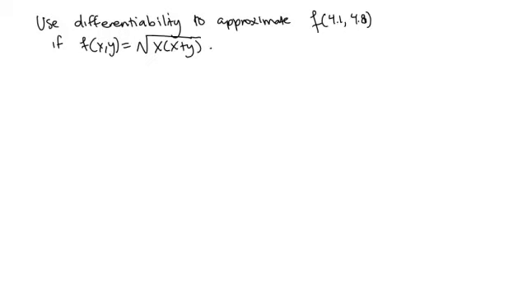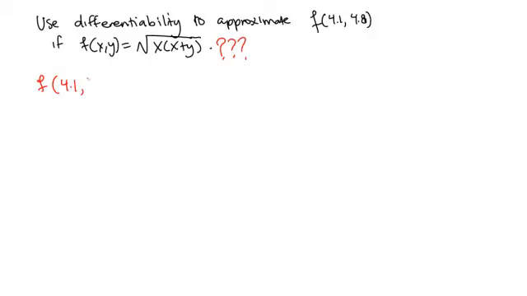Use differentiability to approximate f of (4.1, 4.8) if f of (x, y) is the function the square root of x times (x plus y). What now? In what way is this a differentiability problem? I mean, it seems like all we're trying to do is do a simple calculation.